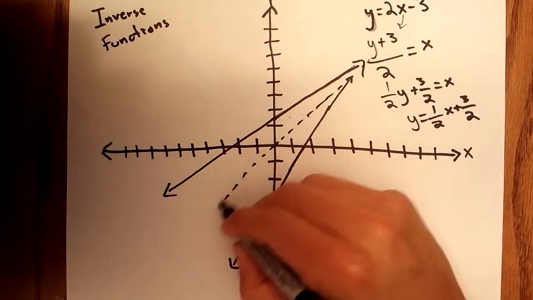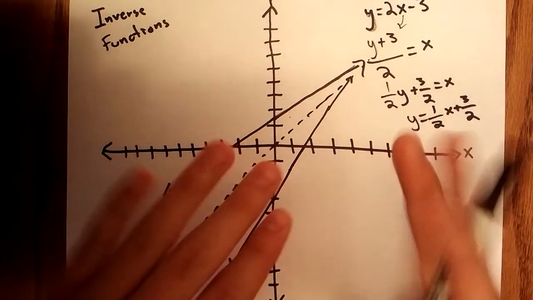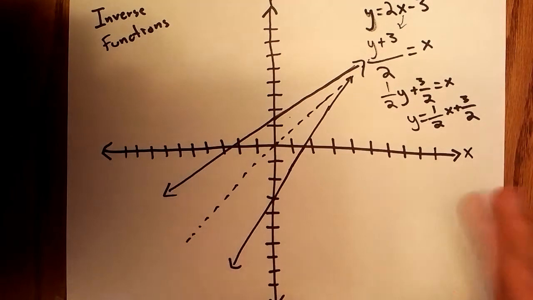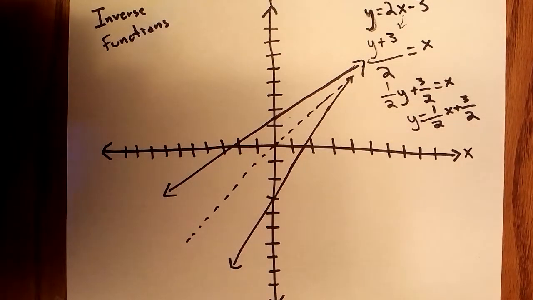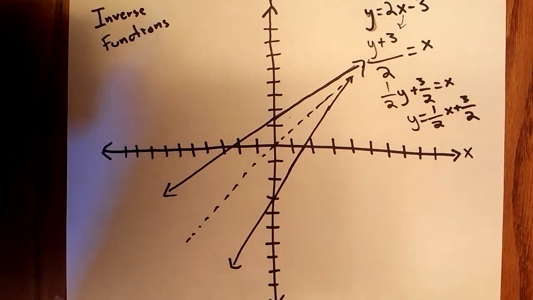Now, you can tell that these are inverses because what an inverse does is it reflects itself upon the y equals x line. As you can see, it sort of reflects itself, more or less. So that is how you can switch from a function to its inverse.